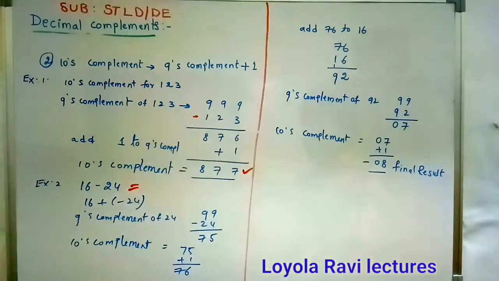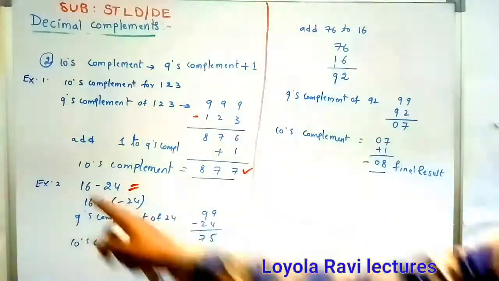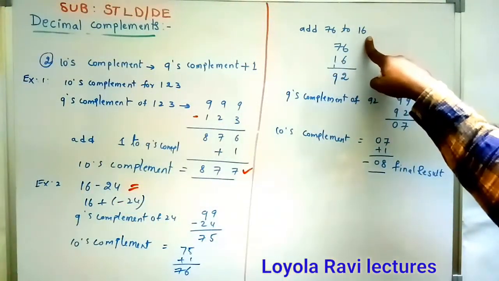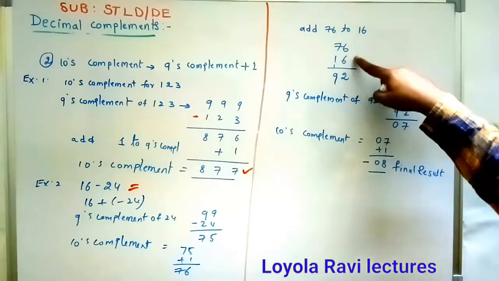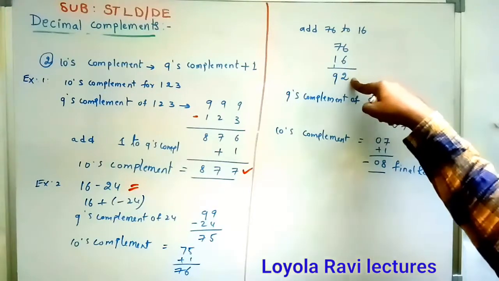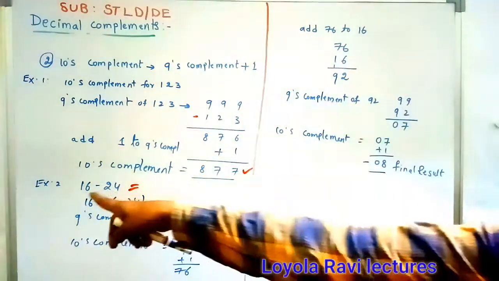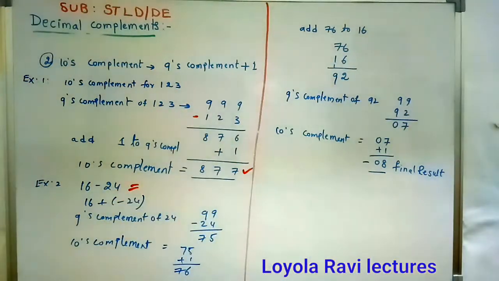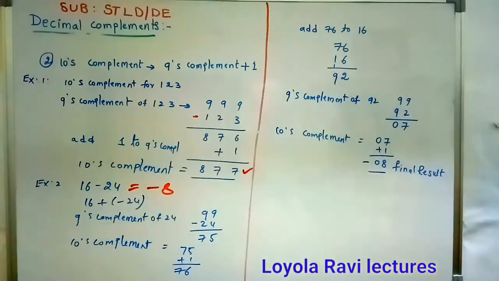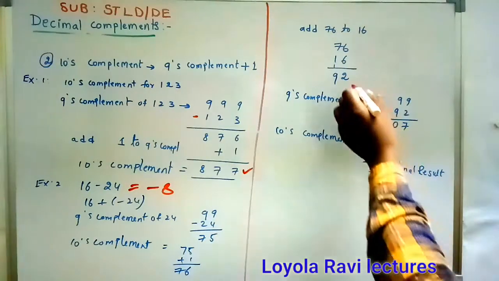Then add this 76 to the 16. Why? Because we are performing an addition operation. 76 plus 16 is 92. This is a result, but not our final result. Why? Because 16 minus 24, what is the result? Minus 8 you will get. But here we got 92. So the answer is wrong. That is not the final answer.